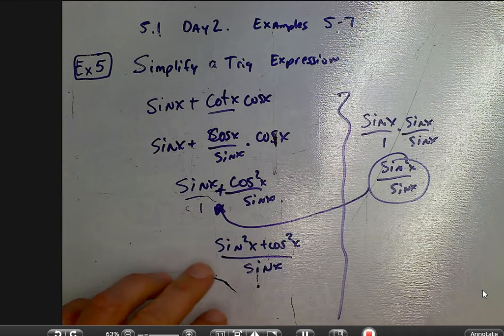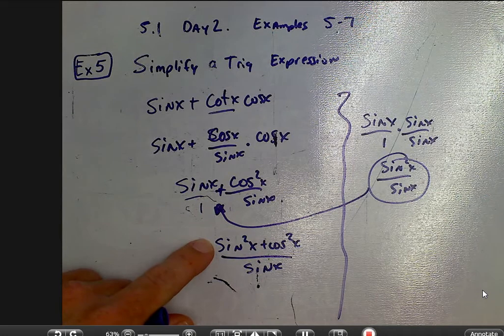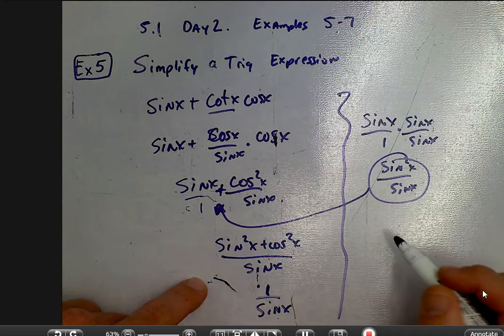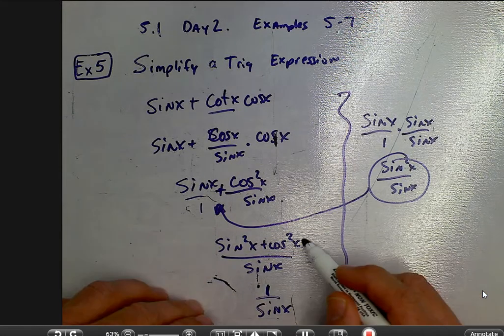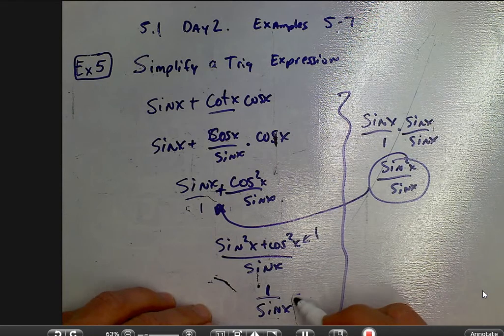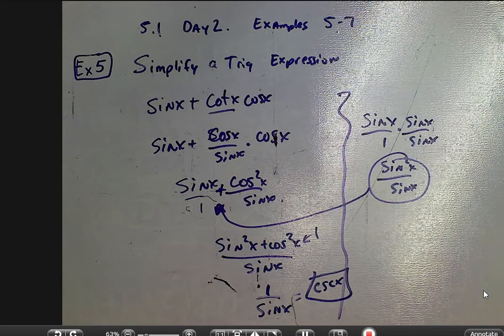My Pythagorean identity states that the sine squared plus cosine squared of x is equal to 1. So I'm going to replace that with 1 over sine x, because the Pythagorean identity says that this right here is equal to 1. And 1 over sine x is equal to the cosecant of x. And there we just simplified that trig expression. Okay? What I'd like for you to do now is try number 61.